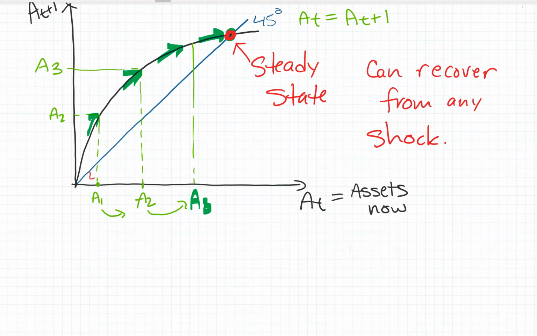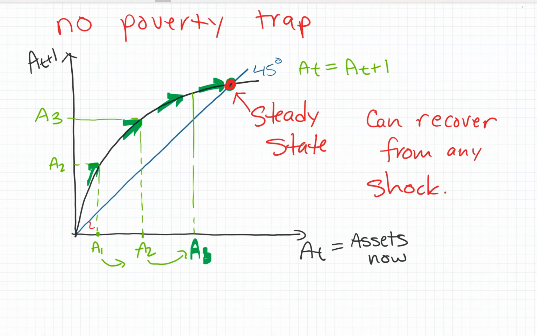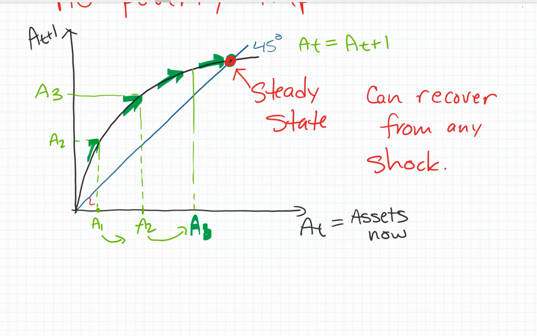Okay, so let's look at what it looks like graphically with a poverty trap. So no poverty trap means even if you fall below, you can recover because you can grow your assets over time up to some point. Okay, if there's a poverty trap, if you fall below some minimum level, you can't grow your assets. Okay, this is the idea.